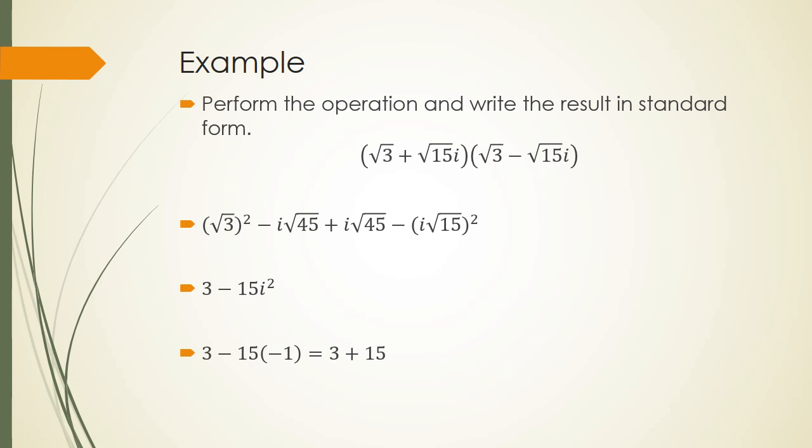Okay, we notice that our square roots went away, as did our i's. This is a special case. What we're doing here is multiplying the conjugates together, and when that happens, we lose both the square roots and we lose the i. Our final answer is 18.